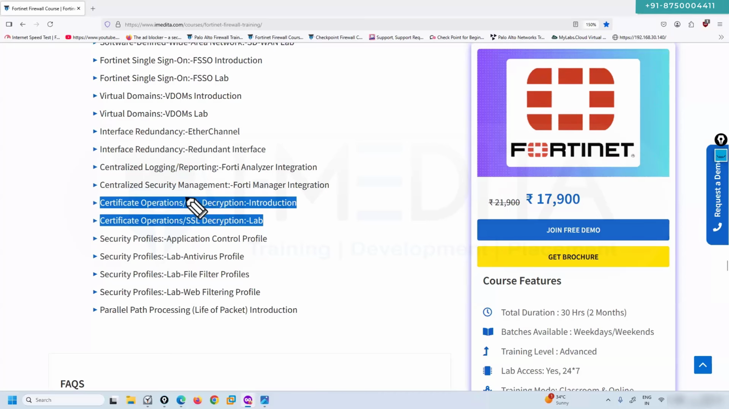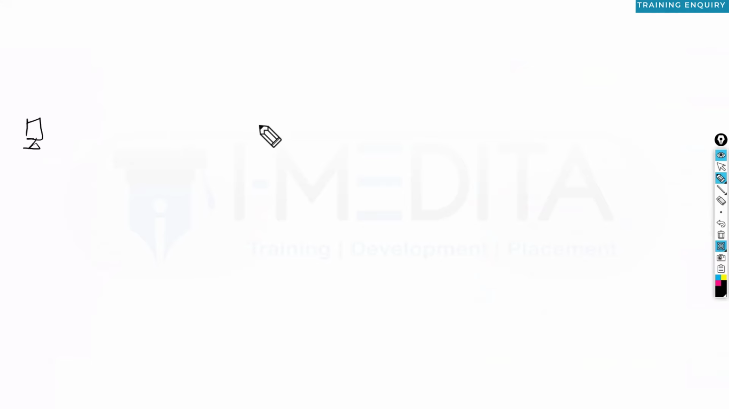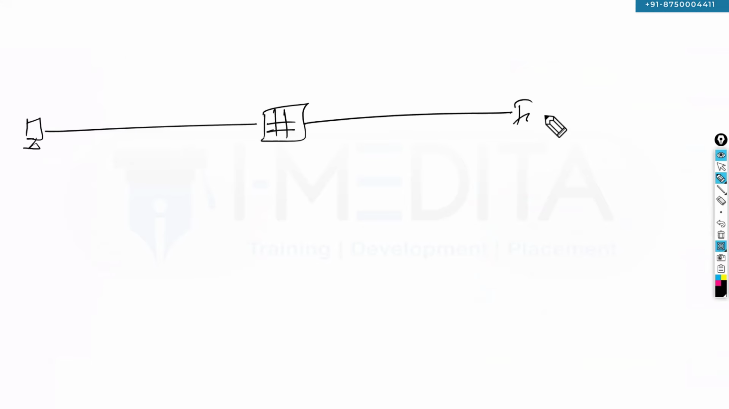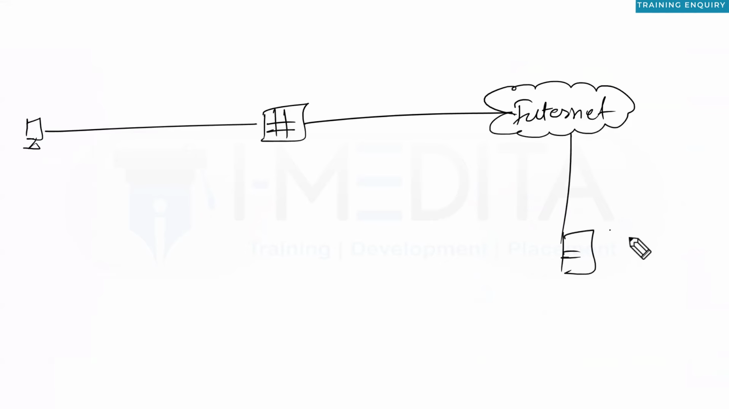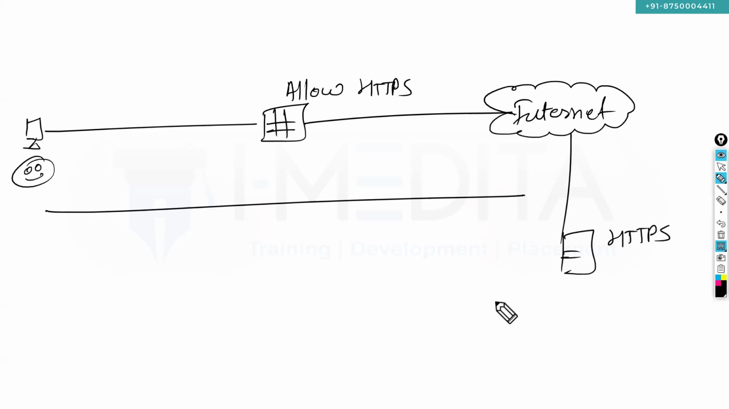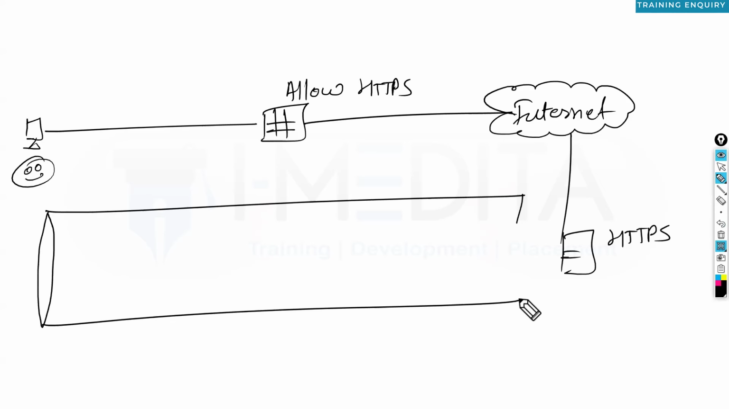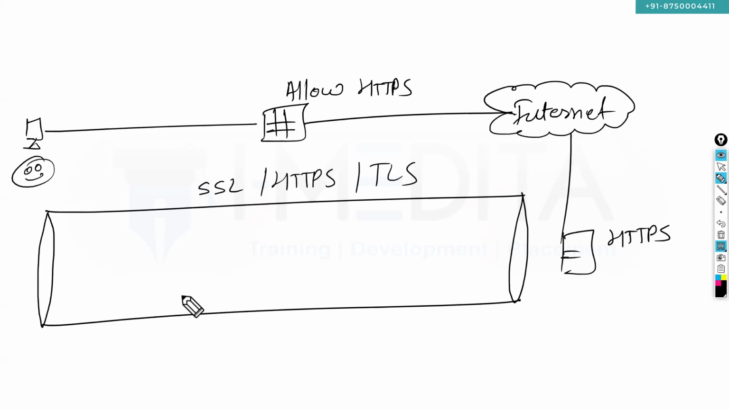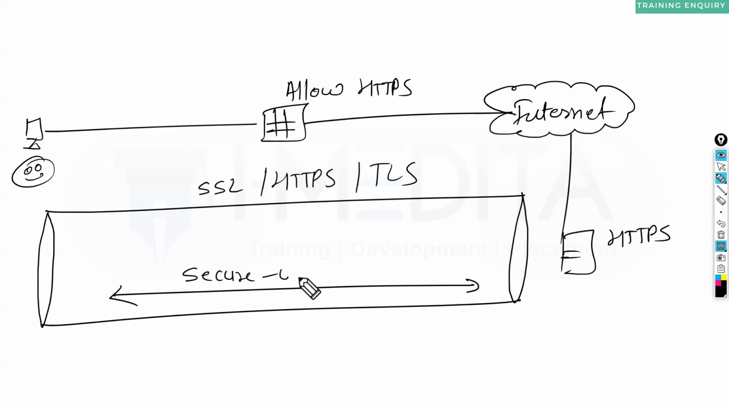Here we have a scenario where we have a PC connected with a firewall. The firewall is connected with the internet, and this internet is connected with a server. The server belongs to HTTPS. At this firewall, we will allow HTTPS. Using a policy, this client will establish an SSL or HTTPS, or we can say TLS, tunnel with the server through the firewall. Using this tunnel, your client can communicate with the server in a secure way.